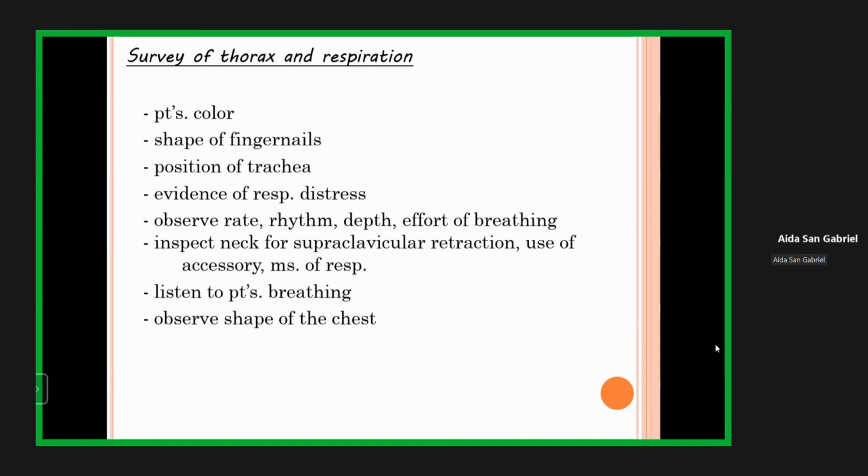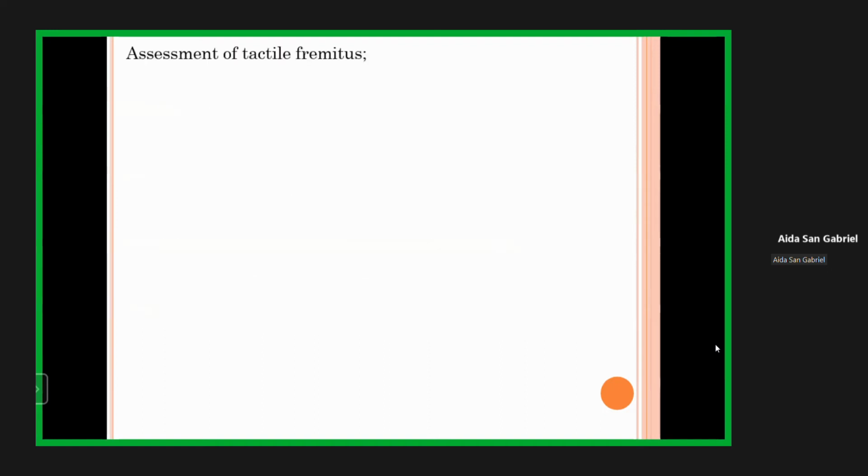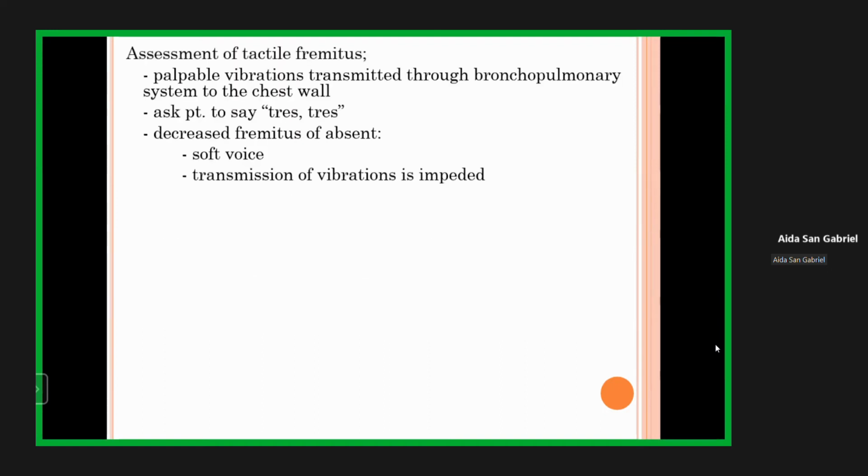Observe the shape of the chest. Observe for abnormalities like kyphoscoliosis, funnel chest, and the rest. Barrel chest also, that's common. So that is for inspection.